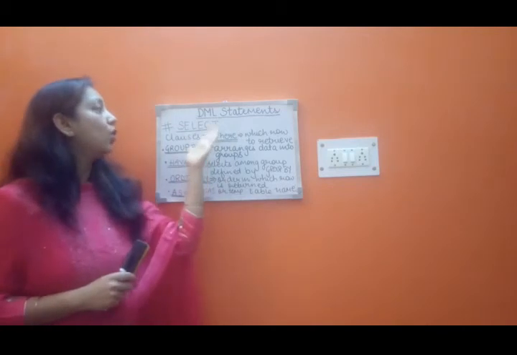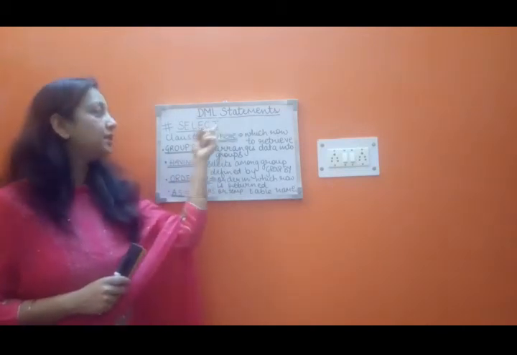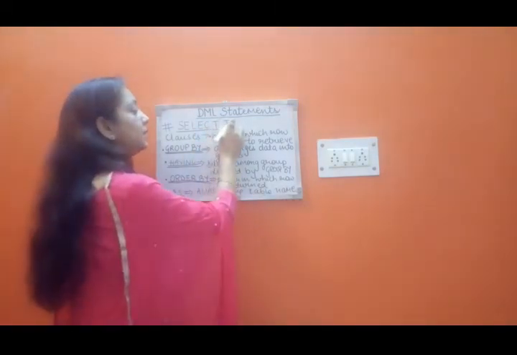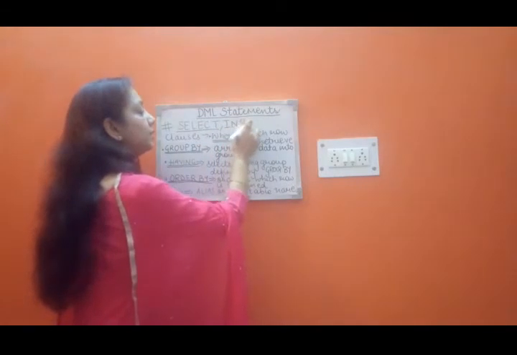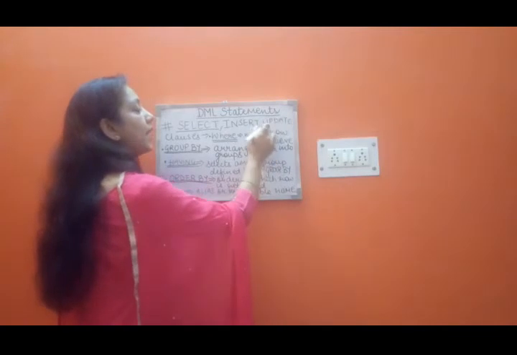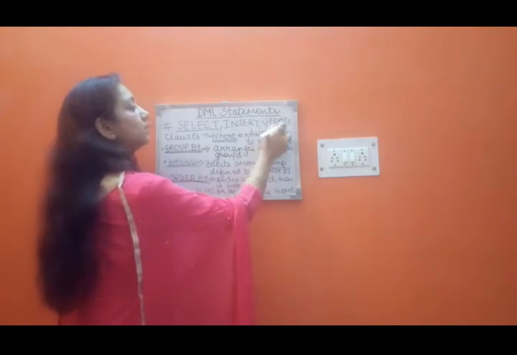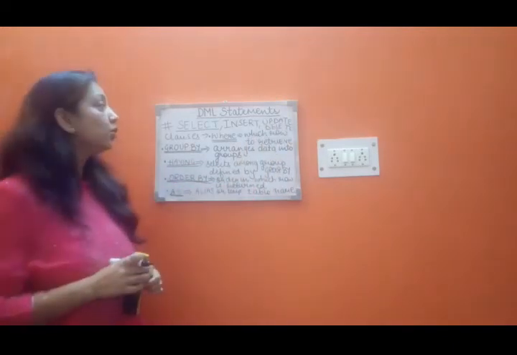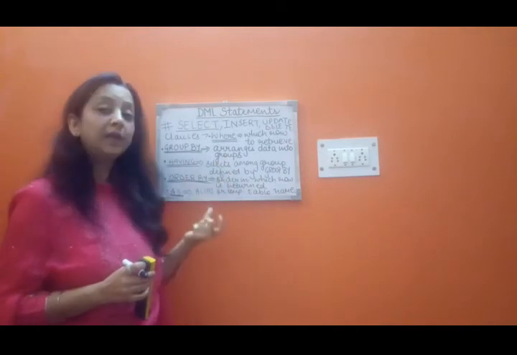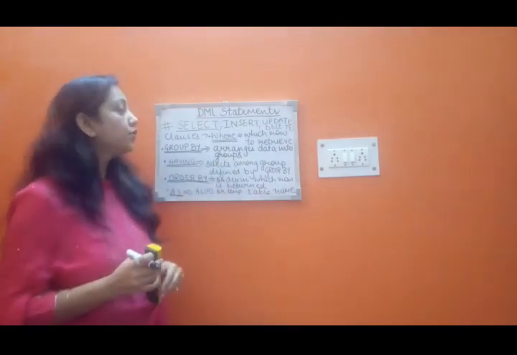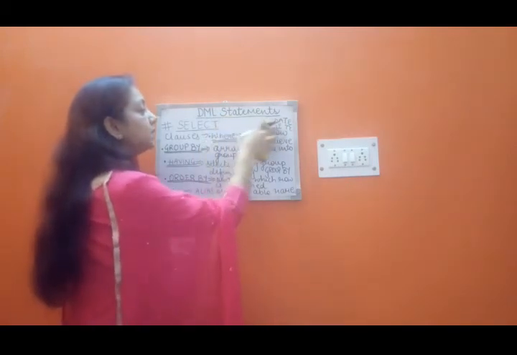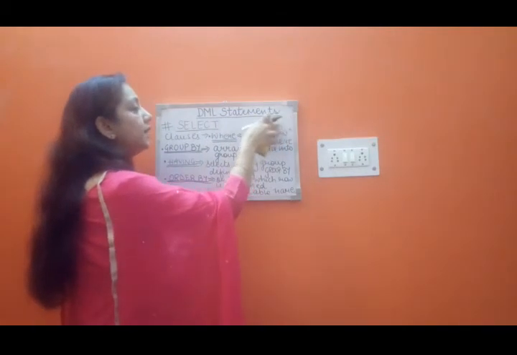So these are all the DML statements, which basically are the select statement, the insert statement, the update statement, and the delete statement. So these are the various DML statements which are used in manipulating the data of the database. So first we will start with the select statement. The first DML statement that we will talk of is the select statement.